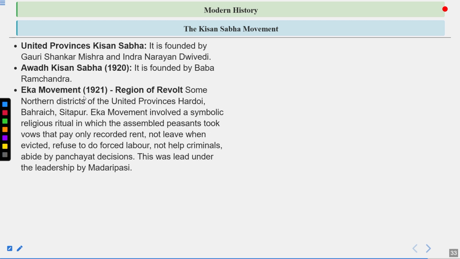Eka movement, 1921. Region of revolt: some northern districts of the United Provinces, Hardoi, Bahraich, Sitapur. The Eka movement involved symbolic religious rituals in which the assembled peasants took vows to pay only the recorded rent, not leave when evicted, refuse to do forced labor, not help criminals, and abide by panchayat decisions. This was led under the leadership of Madari Pasi. So this was the Eka movement and it particularly took place in the Hardoi, Bahraich and Sitapur regions of the United Provinces. Remember where it happened.